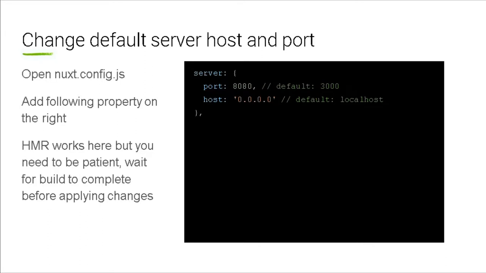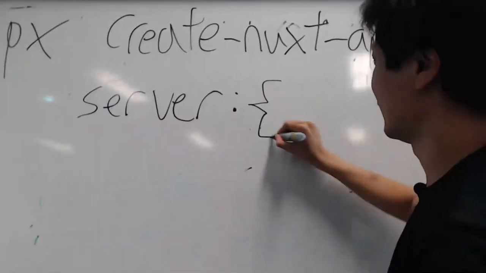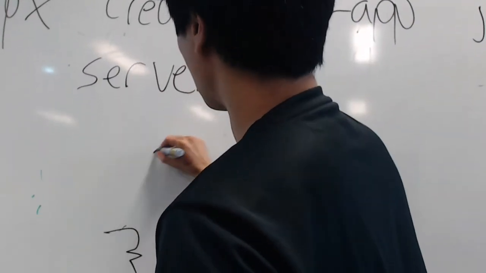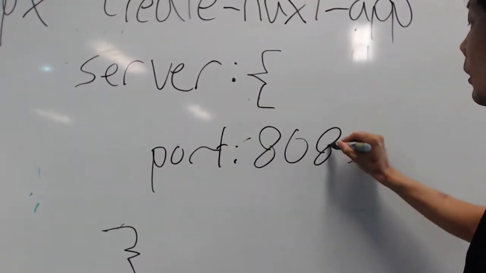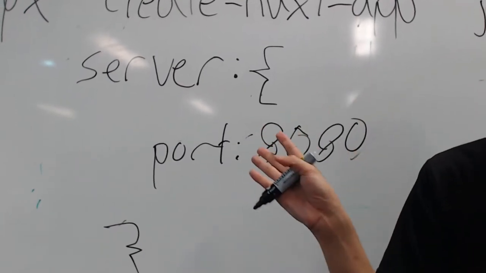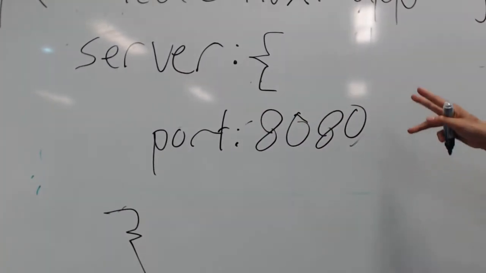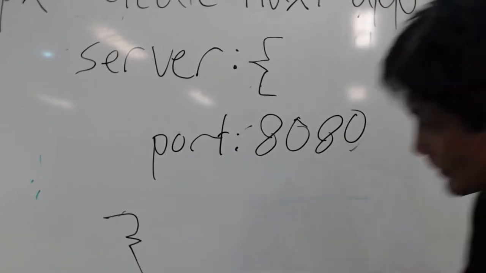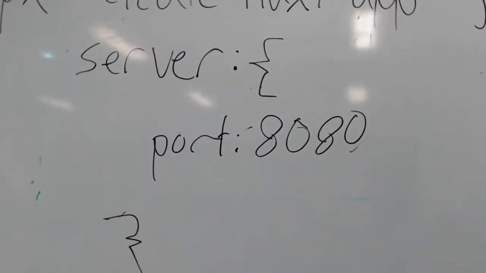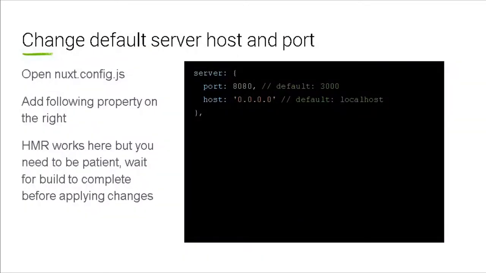So, server. This is the property server. And actually, you don't need the host, just port. You can use 8080 or anything that you have free on your computer. Change to this and then do npm run dev again. Whether it's JSConf or backend, the command to run the application is the same, npm run dev.